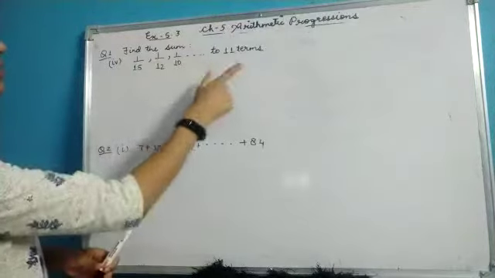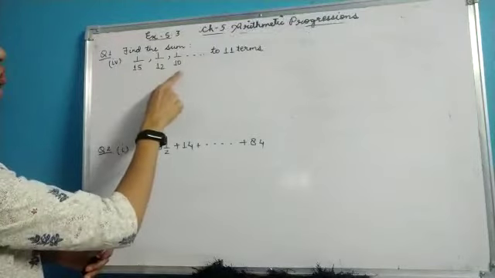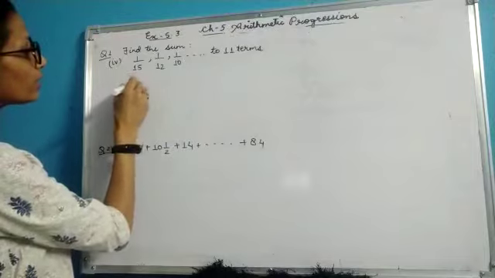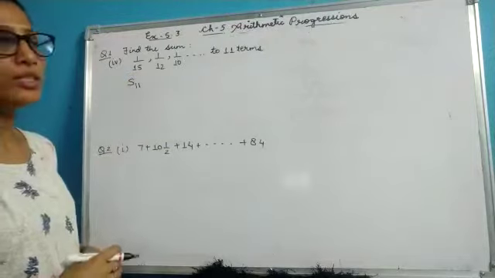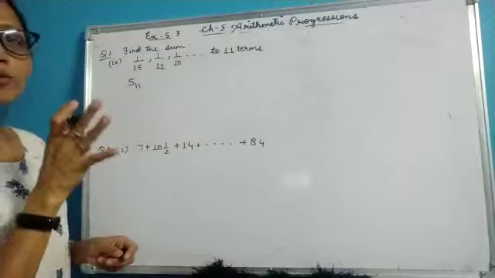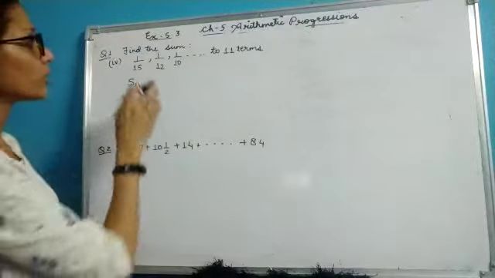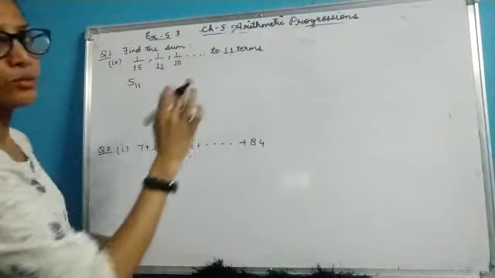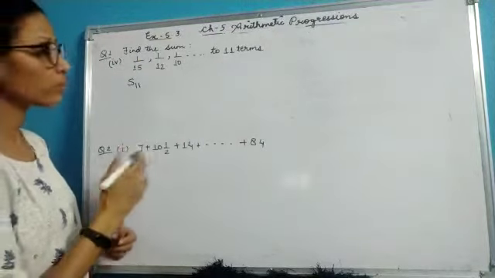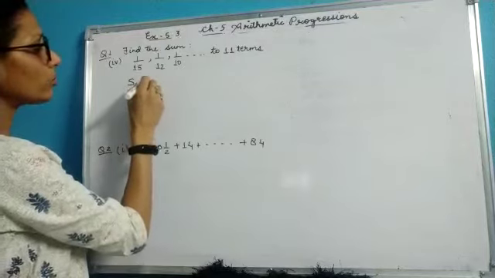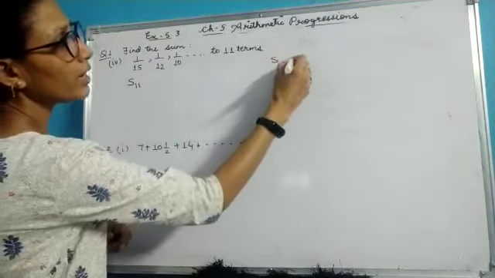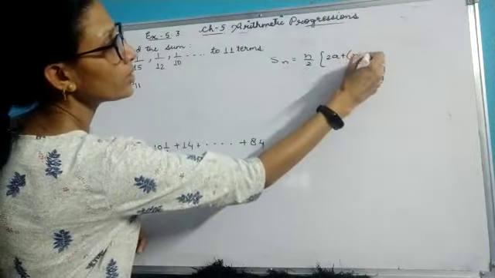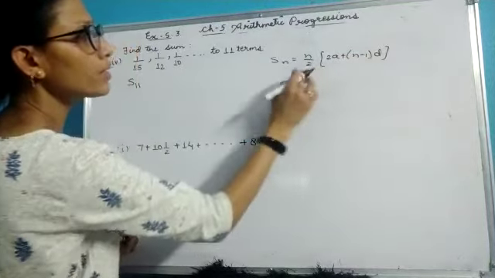It is given: find the sum of this series to 11 terms. That means you need to find the sum of 11 terms. Children, try to frame the things from the questions. Find the sum, that means we need to calculate the sum to 11 terms. So I know the formula for the sum of n terms is given by n by 2 into 2a plus (n minus 1) into d. So I am applying the same formula here.